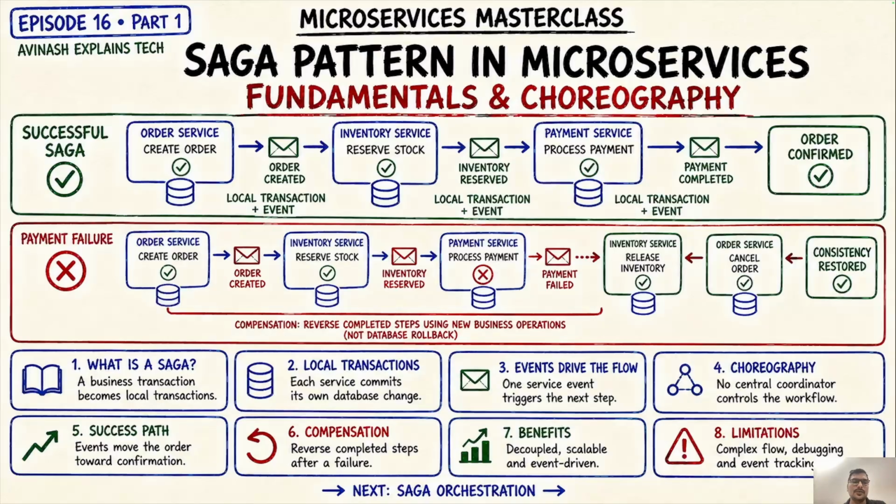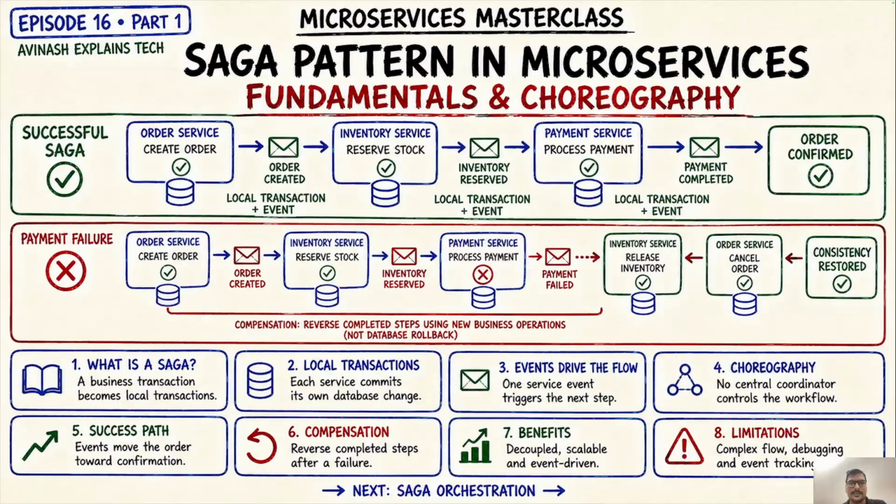Scalability: event consumers can be scaled independently according to their workload. And better availability: services do not need to hold distributed locks while waiting for other services. Natural fit for event-driven systems: if the system already uses a message broker, choreography can integrate naturally with the existing architecture.